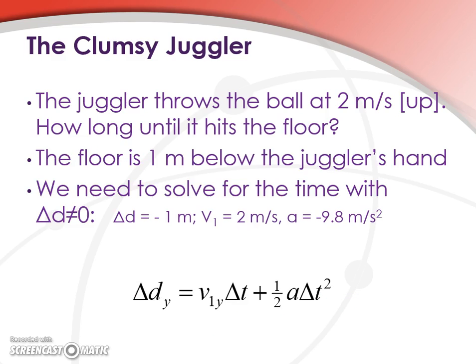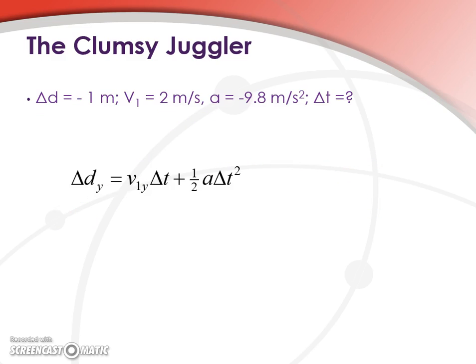Well, we go back to our expression for displacement. Delta dy equals v1y delta t plus 1/2 a delta t squared. But this time, we can't set it equal to 0. So here the problem's laid out for us. Our delta d is equal to -1 meters, so 1 meter below our release point. v1 is 2 meters per second, so 2 meters per second up. The acceleration is -9.8 straight down, and our problem is find delta t.